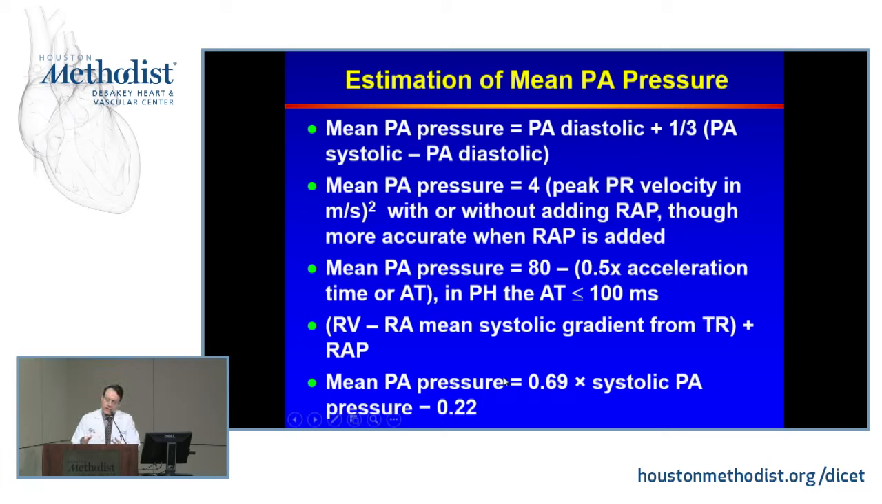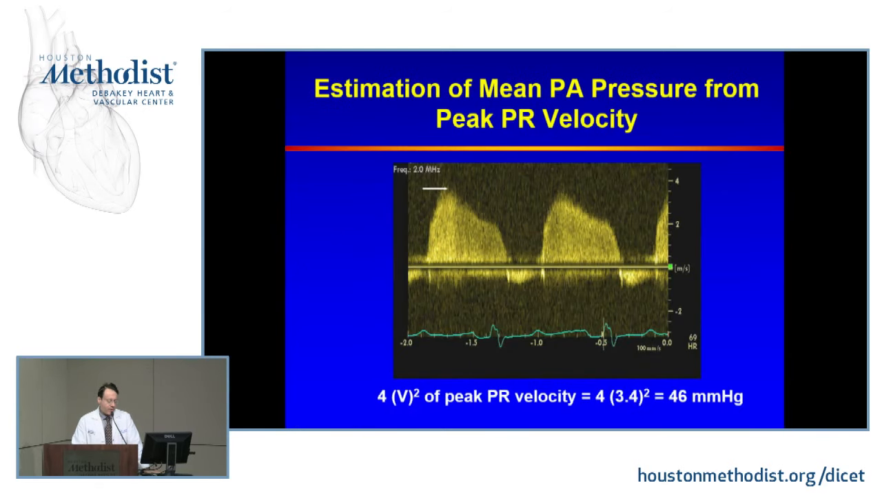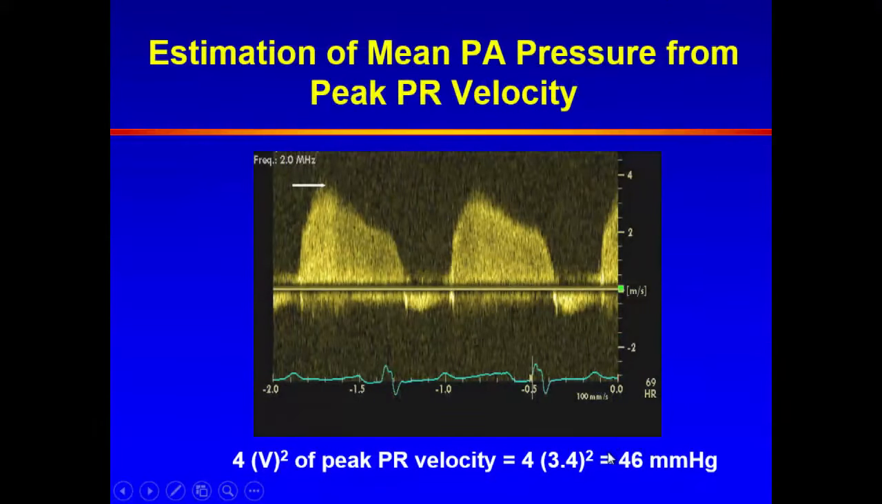Also, mean pressures and systolic pressures are related mathematically, and so if I know the systolic pressure, I can derive the mean PA pressure from it. The last one is a regression equation that has been validated in several multi-center reports. I say reports because they were retrospective studies that showed that they relate reasonably well with mean PA pressure by cath. This is the application for the peak pressure, so we do 4V squared, and now I know the mean pressure in this particular case is 46. That's a solid call. There is significant degree of pulmonary hypertension, even without saying what the RA pressure is.